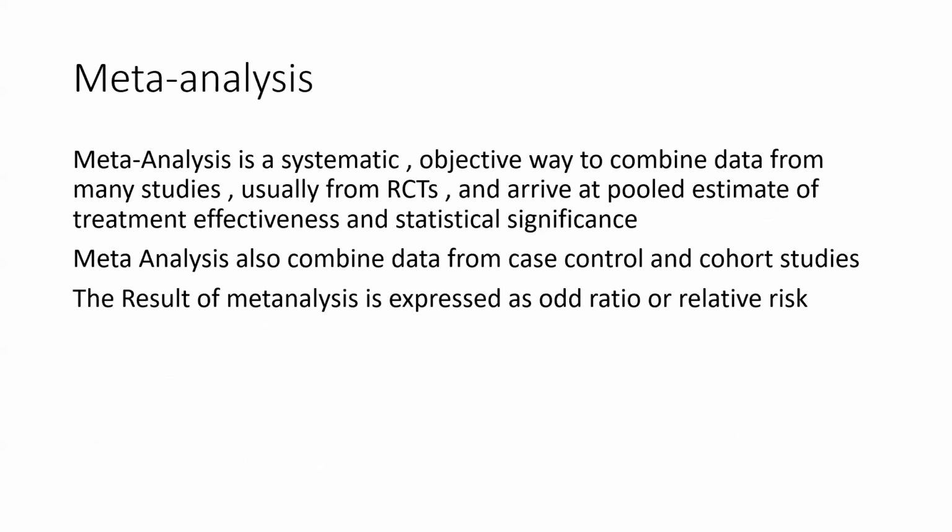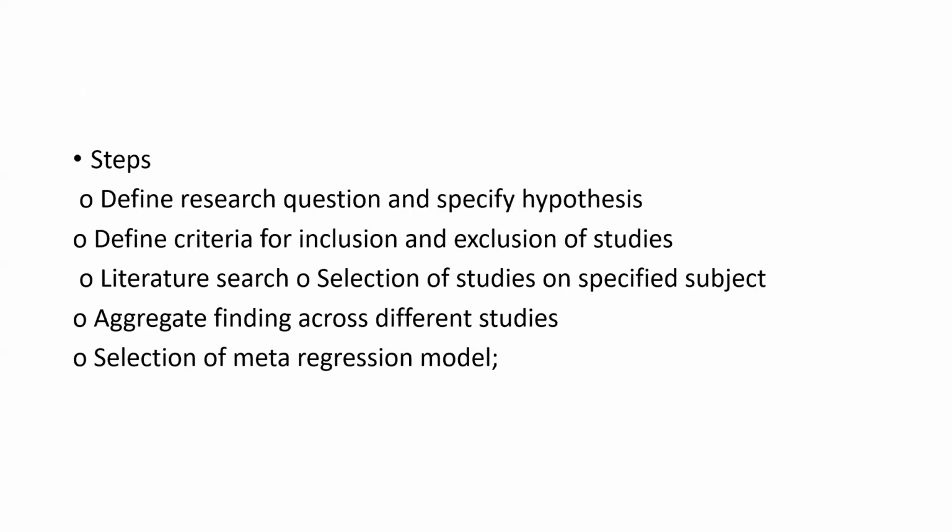Now, the next is meta-analysis. Meta-analysis is a systematic, objective way to combine data from many studies, usually from RCTs, and arrive at a full estimate of treatment effectiveness and statistical significance. So, meta-analysis can also combine data from case control and cohort studies. The result of meta-analysis is expressed as odds ratio and relative risk.